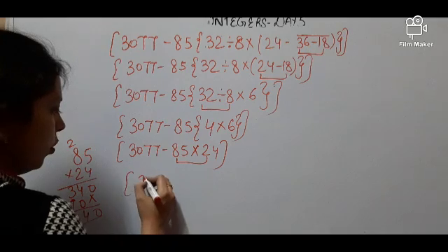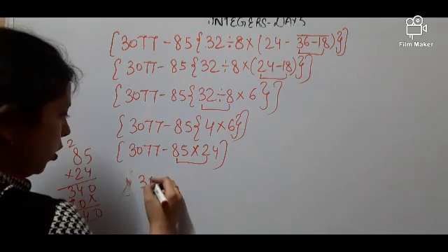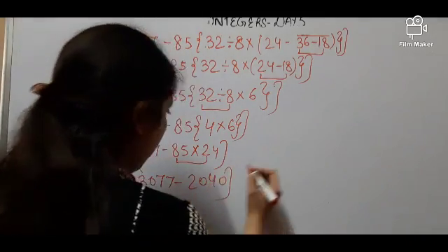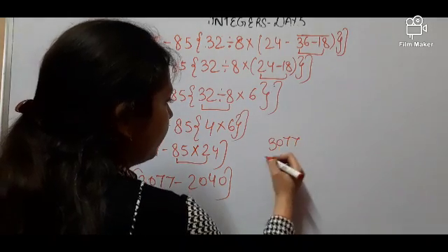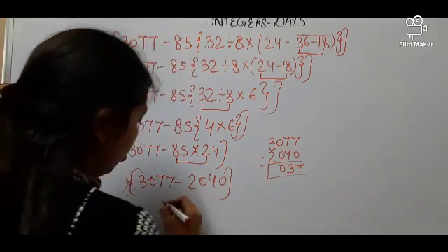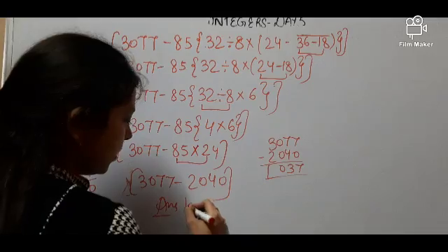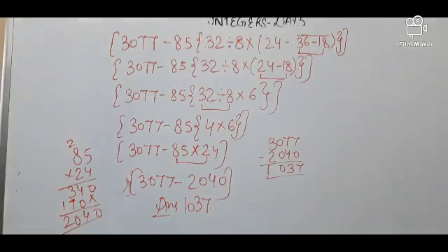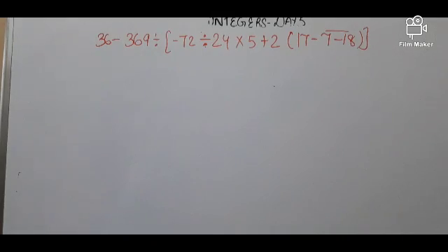It will give you 2040. Now subtract 3077 minus 2040. So the answer will be 1037. So 1037 will be the answer. Hope the question is clear to you. Let's see the next question.